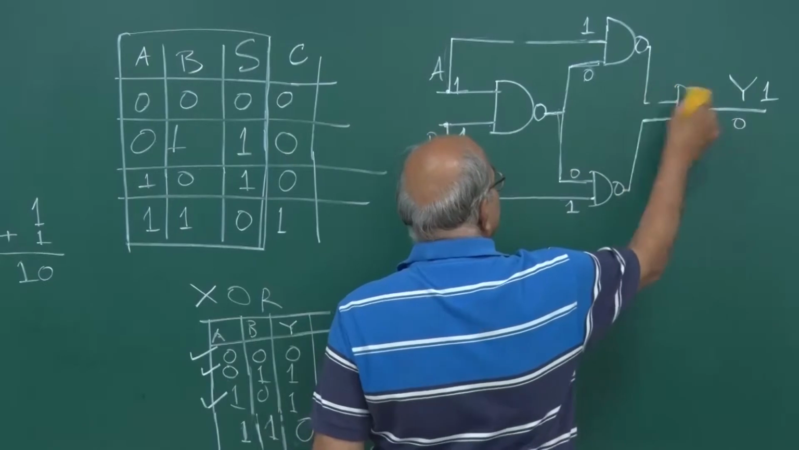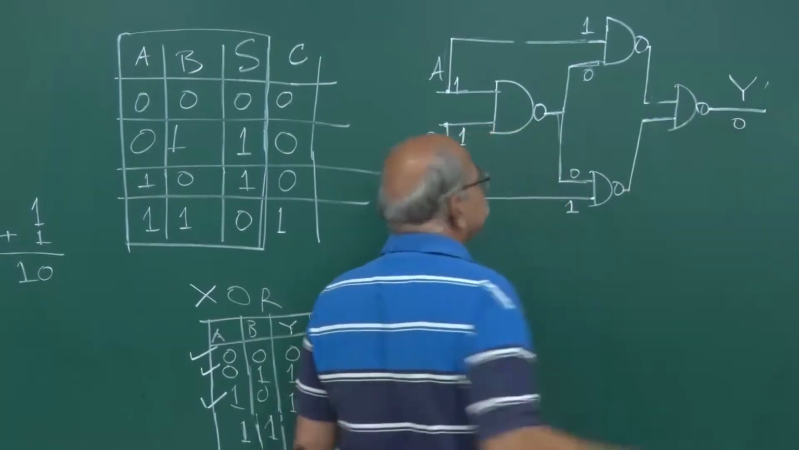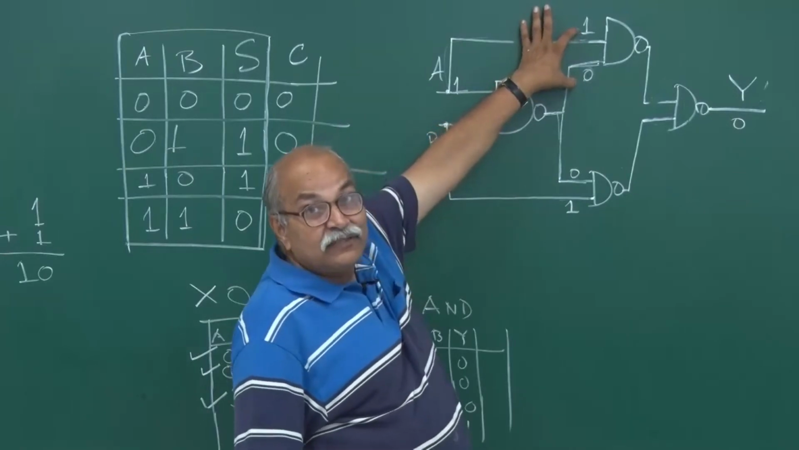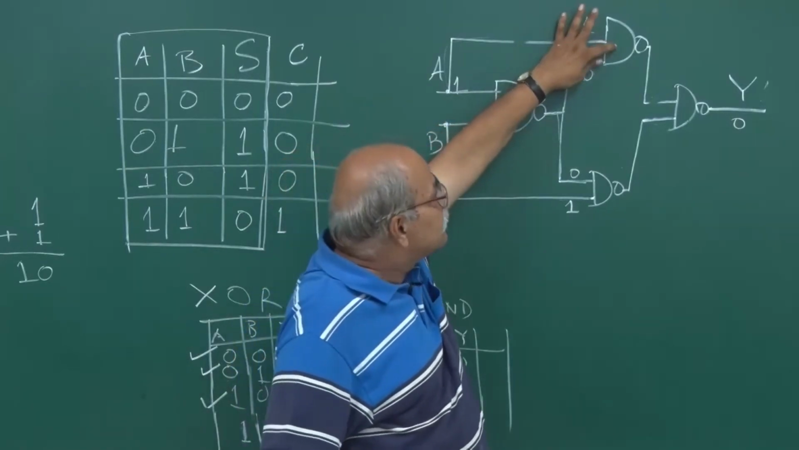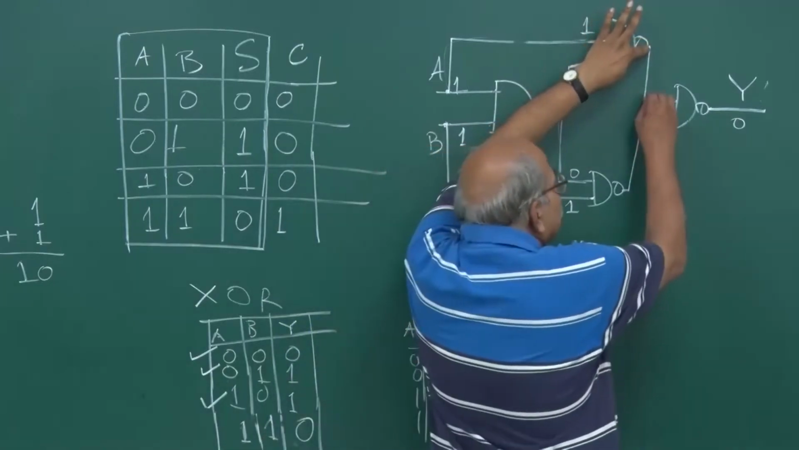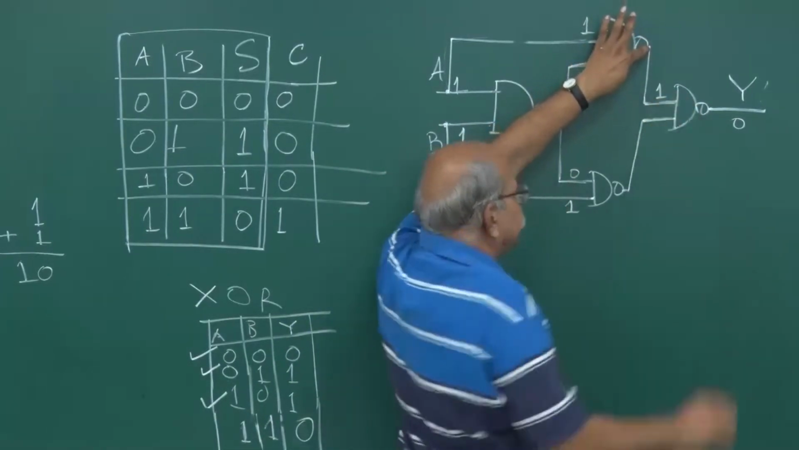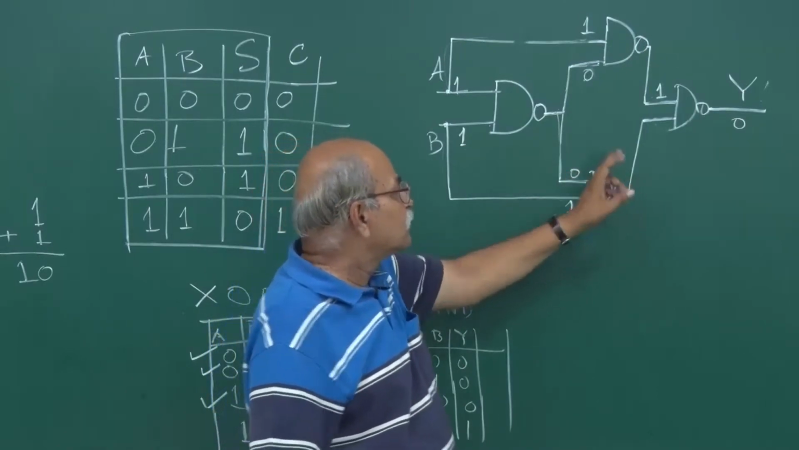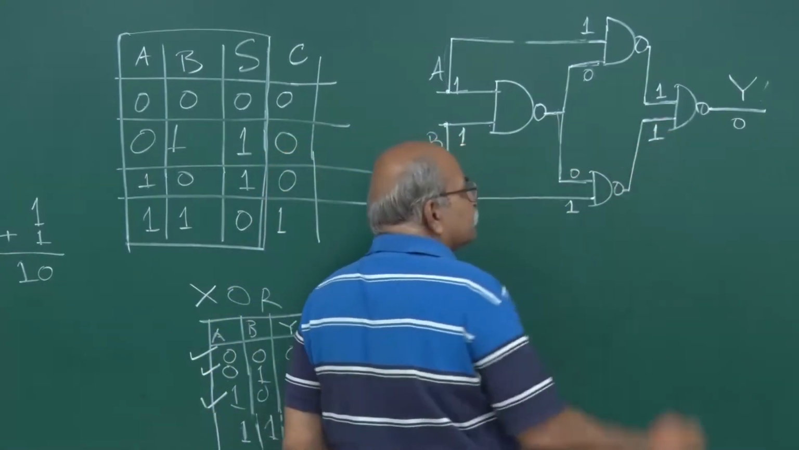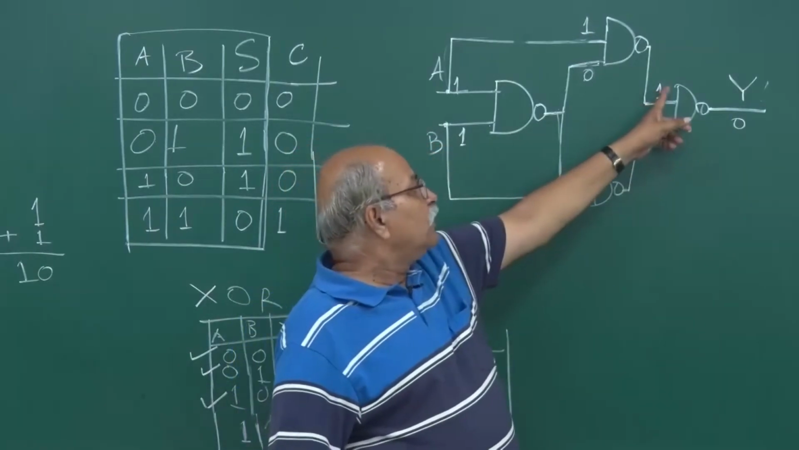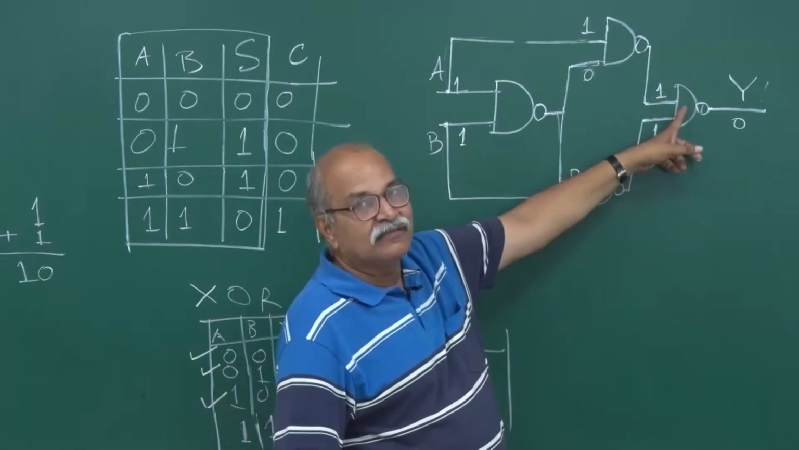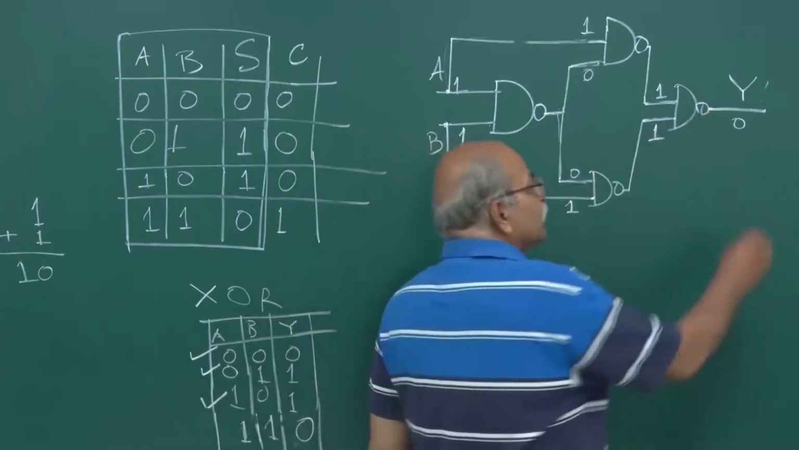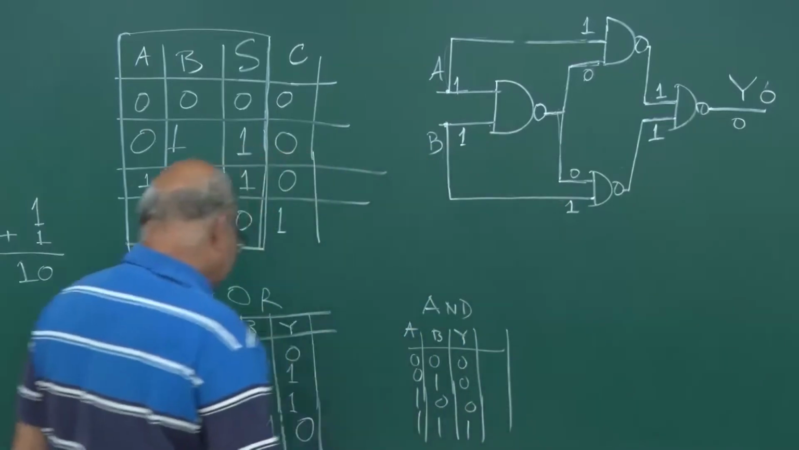Let me remove all these old writings. So what is 1 and 0? 1 and 0 is 0. So this is 0, this is 1. So this is 1 here. And similarly 0 and 1. So AND is 0 and NOT is 1, so this is 1. Now 1 and 1 is 1 and NOT of that is 0. So this Y becomes 0. So that is the last line.